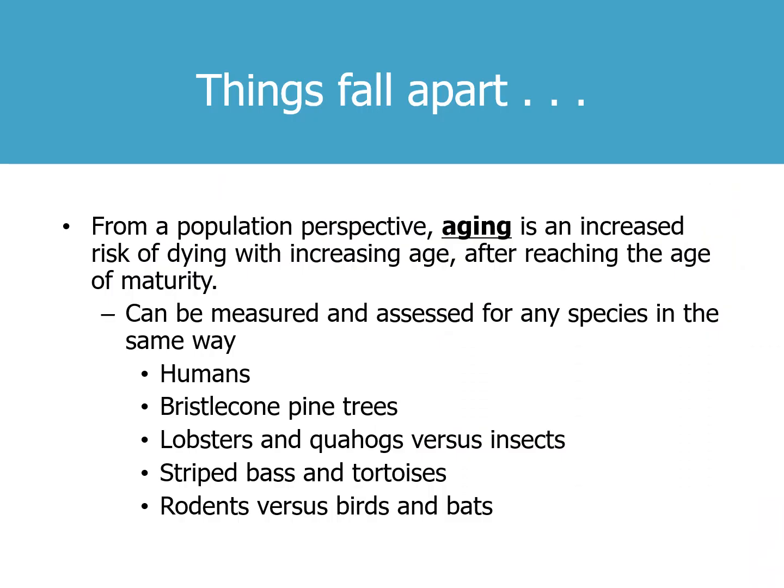So from a population perspective, aging can be classified as, and I think this is kind of a cute way of saying it, an increased risk of dying. So that's what aging is. As you get older, you have an increased risk of dying. So you have a higher chance of dying between the ages of 45 and 46 than you do at 35 and 36, and so on and so forth.